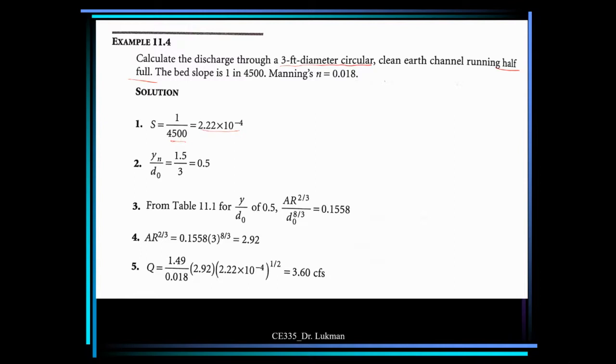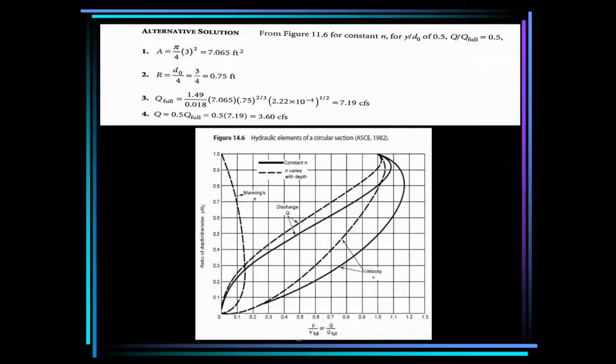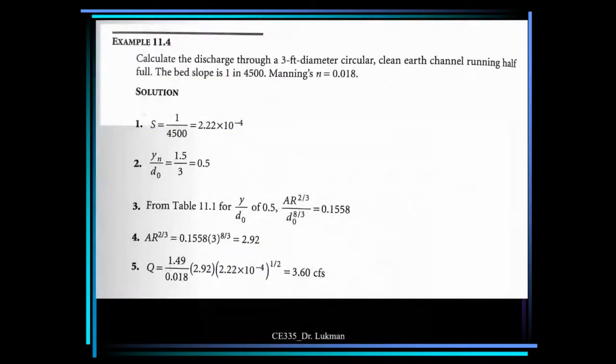And because it is running half full, we can use open channel flow concepts. This is yn over d naught. yn is the depth of flow, and it is running half full, so the diameter is 3, so the depth of flow is 1 over 2, so yn over d naught is 0.5. And then we go back to that table, the one that I have shown before, where you have the ratio y over d naught, to get the value of AR to the power of 2 over 3, because this is the section factor for normal flow.